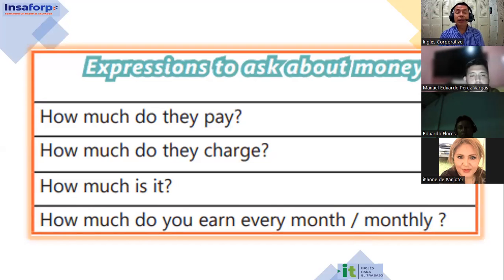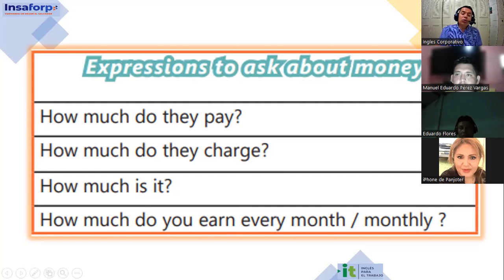So for example, how much do they pay? How much do they charge? Charge is cobrar. How much do they charge? For example, when you buy the cobija chapina, right? Every month you receive the cobrador, right? Le venimos a cobrar la colcha, you know? Good. So how much do they charge? And then how much is it? Talking about price, how much is it?